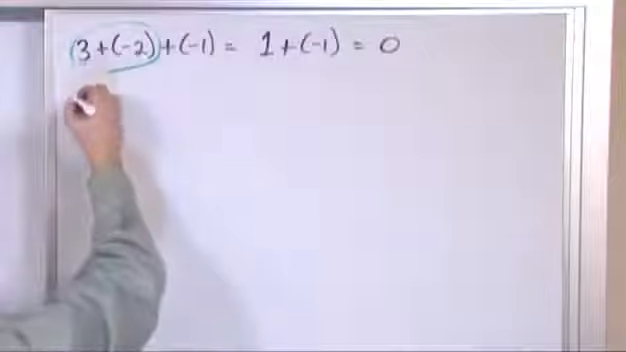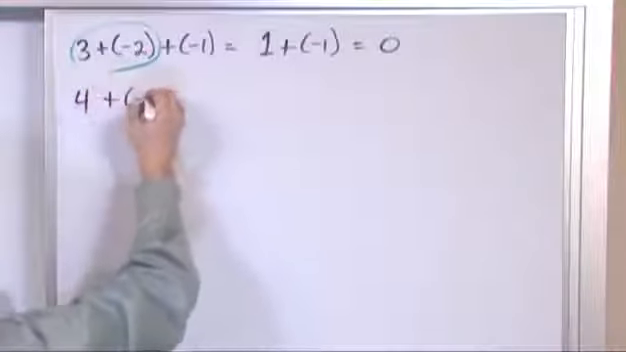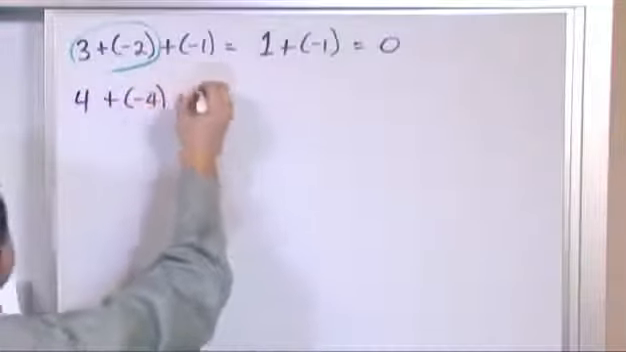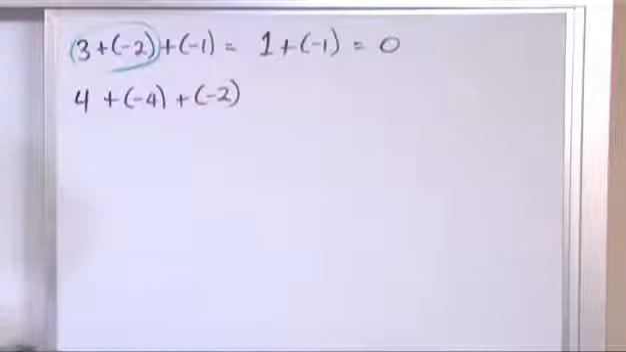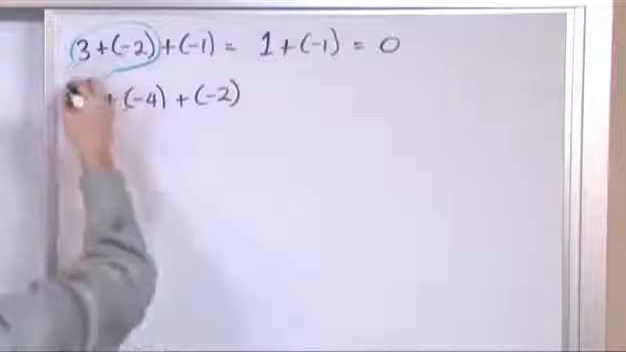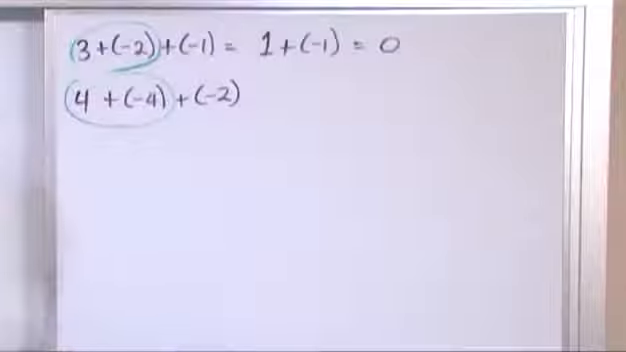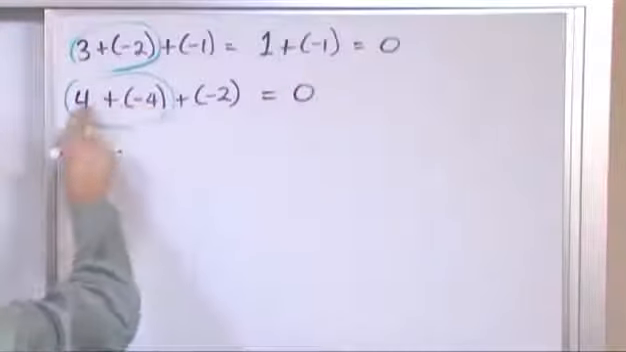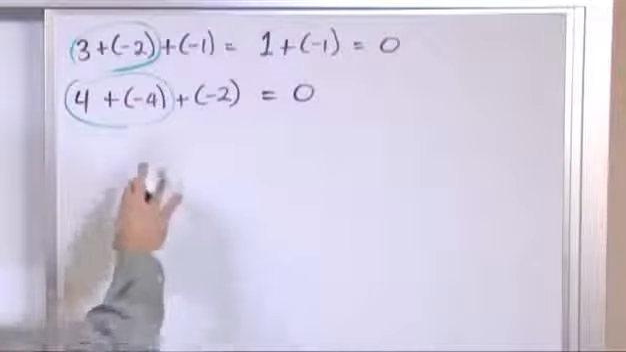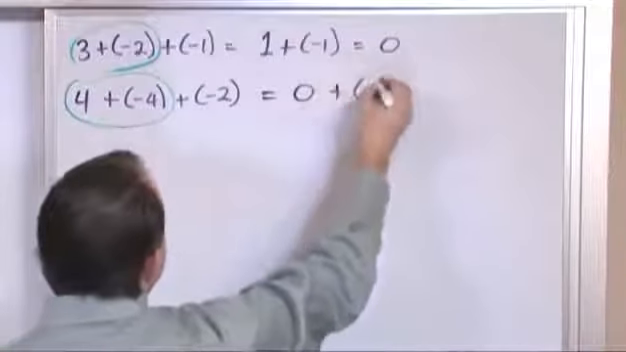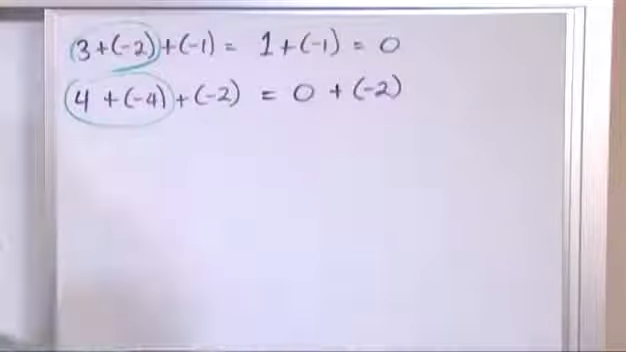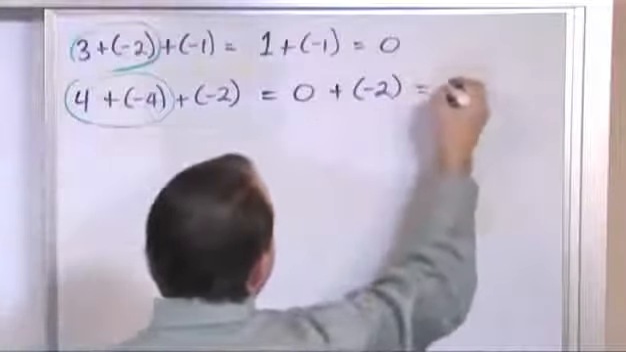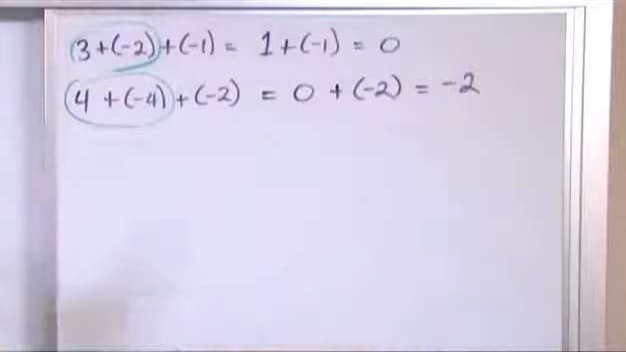Okay, what if you had 4 plus negative 4 plus negative 2? So first things first, you want to deal with this. So 4 plus negative 4 is 0 because you have different signs here. So 4 minus 4 is going to give you the 0, and that's why it's 0. Plus the negative 2 that you have left over here. 0 plus negative 2 is going to be negative 2. Just like 0 plus 1 is 1. So the rules are really no different.